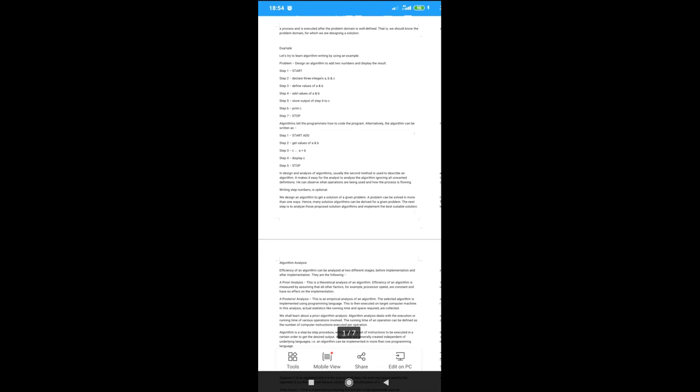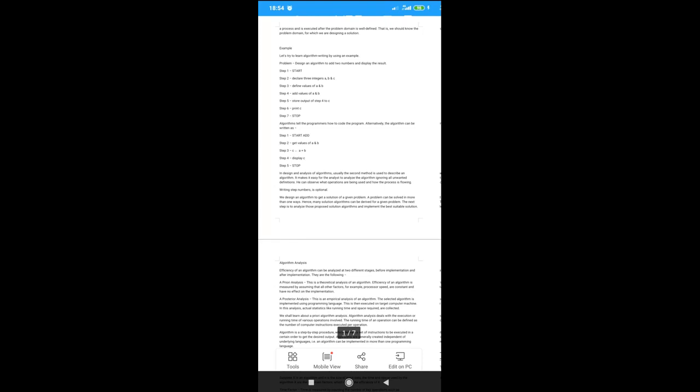Why is it so? Prior analysis is a theoretical analysis of an algorithm. What does this state? The efficiency of an algorithm is measured by assuming that all other factors, what are these factors being considered? Number 1, your processor speed, are constant. It is being assumed for your theoretical analysis that your processor speed is constant and has no effect on the implementation. That is what your prior analysis is saying.